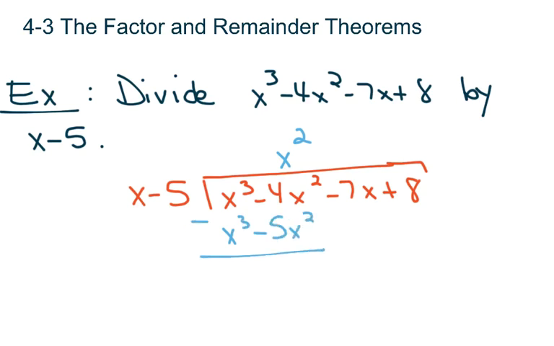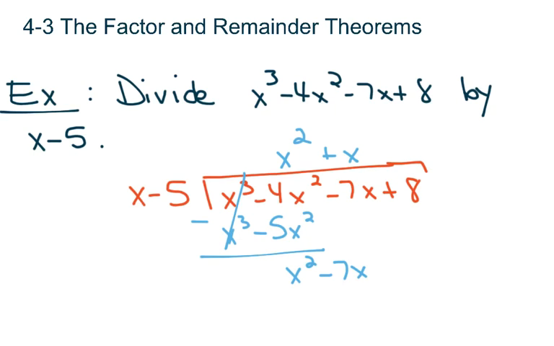subtract these. The first terms, when you subtract, should always cancel. If they don't, something went wrong. Be careful when you're subtracting. Negative 4x squared minus negative 5x squared is positive 1x squared. And then you bring down the next term. And now we're going to do it again. What do I have to multiply x by so that it becomes x squared? We'll have to multiply by positive x.